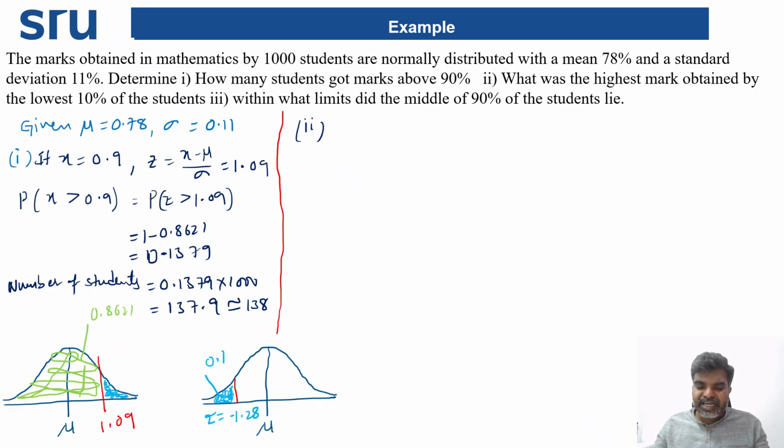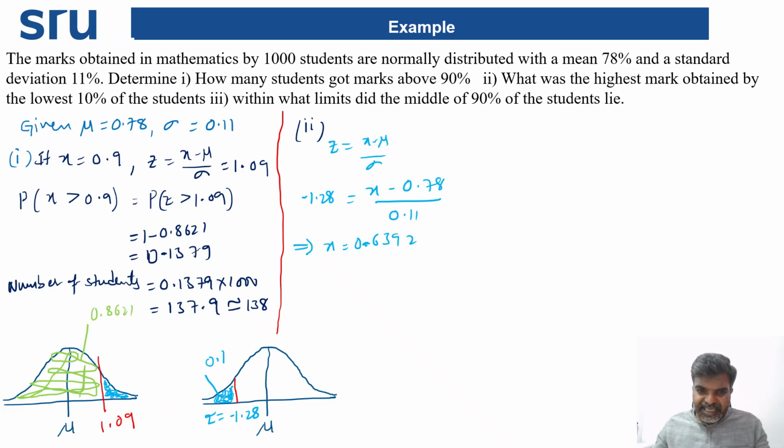By using this Z, we can find the X value. Already you know the formula for Z. What is the formula for Z? Z equal to X minus mu by sigma. Yes, Z equal to minus 1.28, X unknown, mu equal to 0.78, standard deviation 0.11. After simplifying this equation, we can obtain X equal to 0.6392. Okay, this is in percentage.